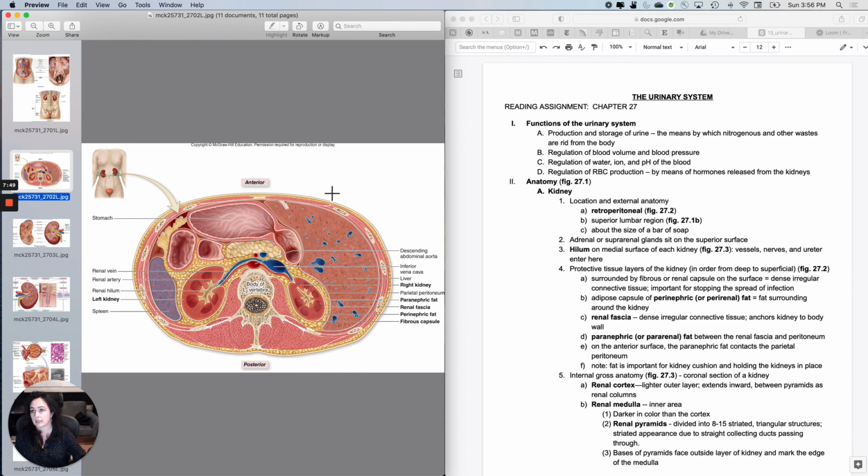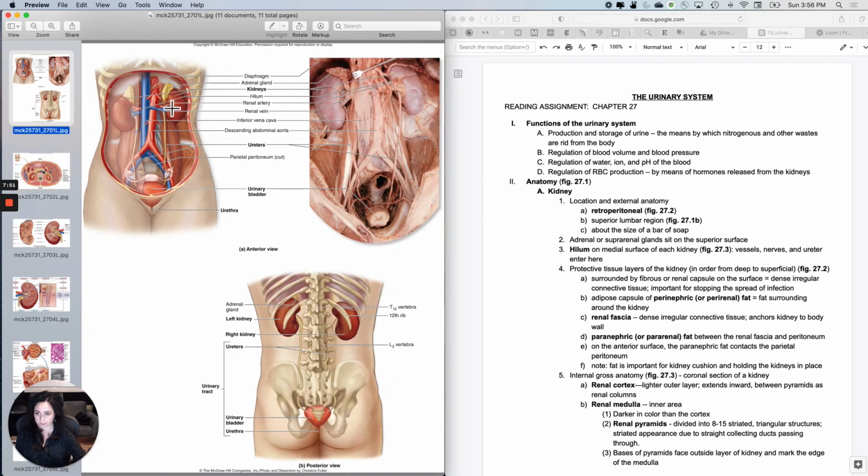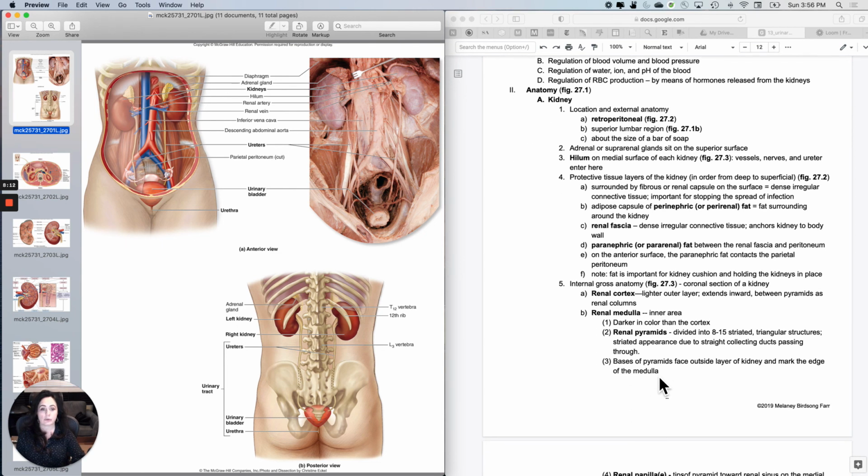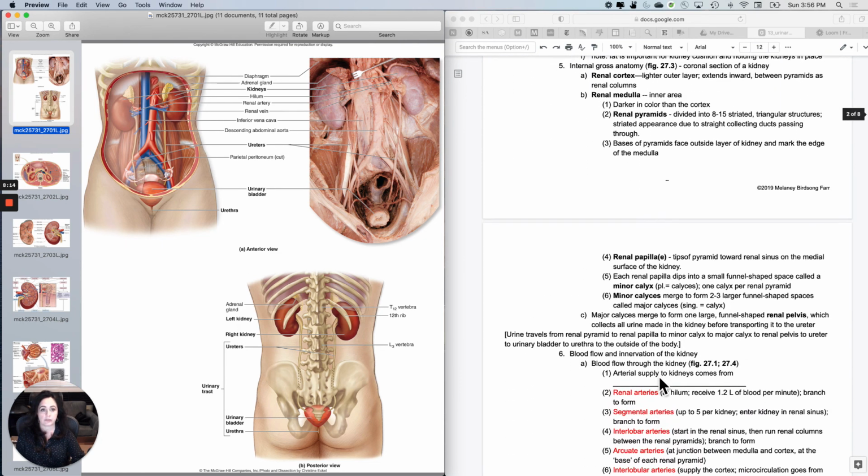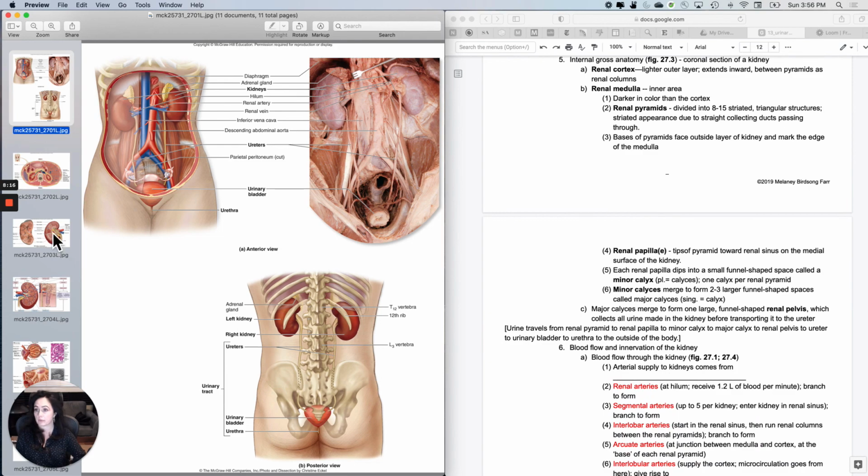And if the kidneys lose the fat really quickly, like with someone with a chronic illness that makes it impossible for them to eat or maintain their body fat, then the kidneys can actually fall between the back body wall and the connective tissue, and it can kink the ureter, and we talked about that at the beginning of the semester. Okay, so if you look at the internal gross anatomy of the kidney, let's stop and then we'll do that one in the next one.